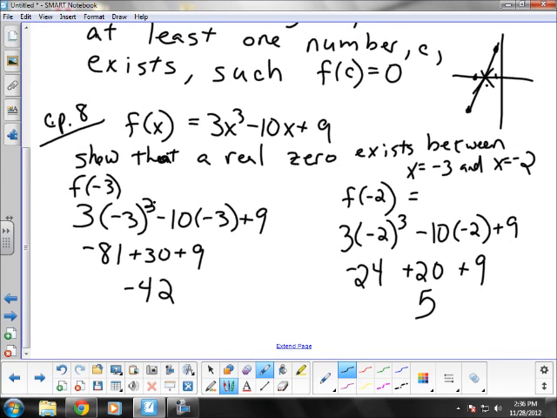You've just proven that there has to be a real zero somewhere between -3 and -2, because this one's negative and this one's positive. That's all there is to the intermediate value theorem. If they tell you to do that, all you do is take one, plug it in, and when you've got one positive and one negative answer, you have just proven that there's a real zero somewhere between -3 and -2.